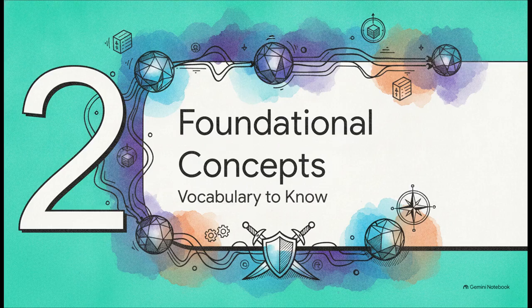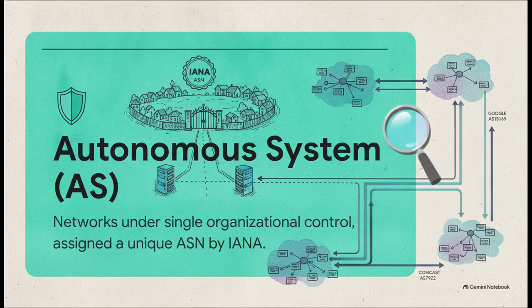Foundational network concepts. First up is the autonomous system, or AS. It helps to think of an autonomous system kind of like a distinct, unified neighborhood on the internet. It's basically a collection of IP networks controlled by a single organization that presents one common routing policy to the outside world. And every AS gets its own unique identifier called an AS number, assigned by IANA. To put that into perspective, Google operates under AS 15169, while a massive ISP like Comcast uses AS 7922.